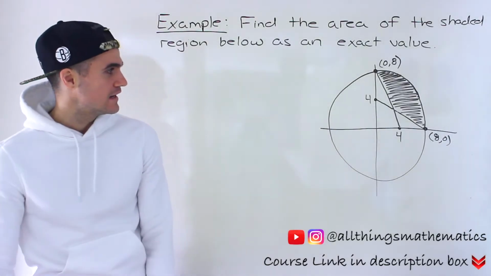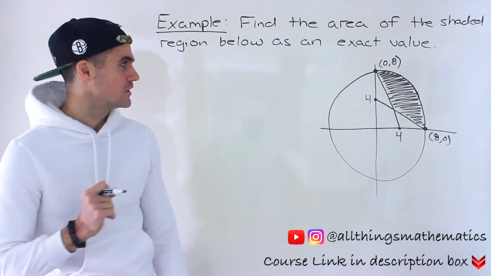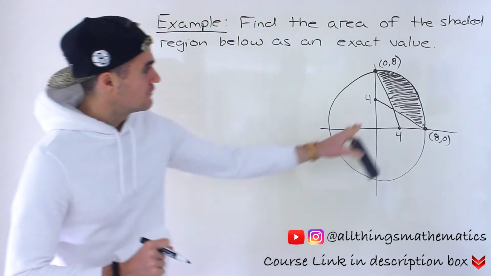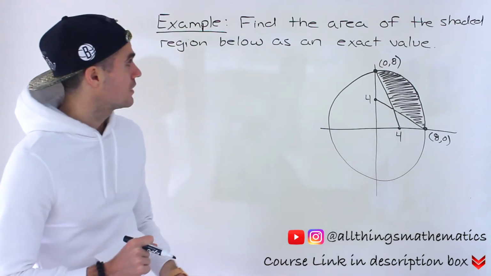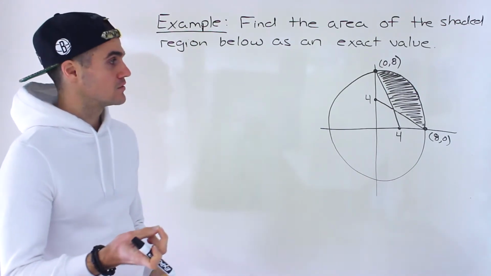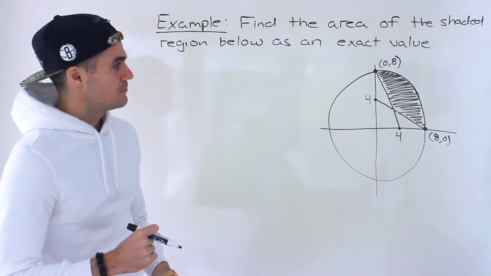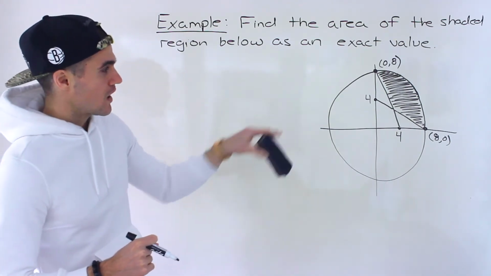Moving on to the next question. This one's going to be fairly unique, a little bit tricky, so we have to find the area of this shaded region over here as an exact value. So it can't be in decimals. And before getting into the algebra, I just want to describe what's going on here.